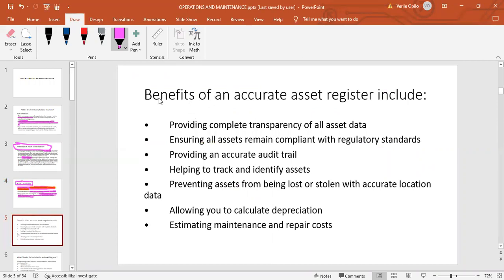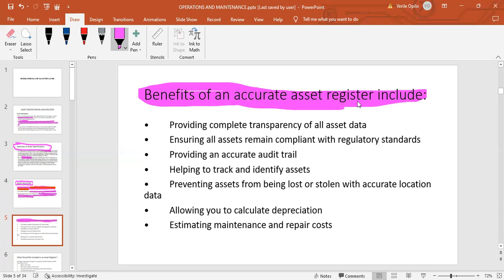So what are the benefits? Why is it so necessary for you to have an asset register within the organization? Why not just buy assets and not have details regarding where they are, what their value is, what condition they are in? Is there really any benefit to it? Yes, there are some benefits associated with the use of asset registers, and these asset registers have various benefits.